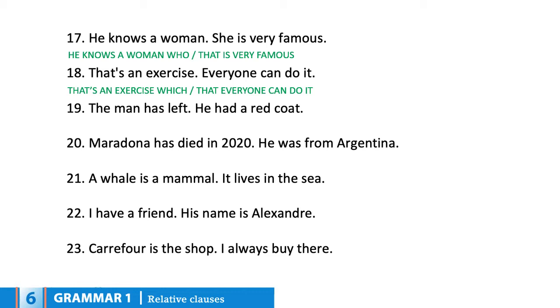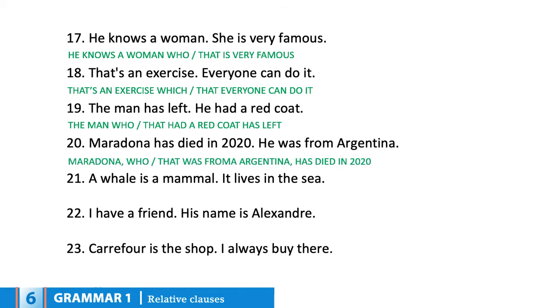Number 19. The man has left, and he had a red coat. So, the man. What man? The man who had a red coat has left. Number 20. Maradona has died in 2020. He was from Argentina, as everybody knows. So, Maradona, who was from Argentina, has died in 2020.